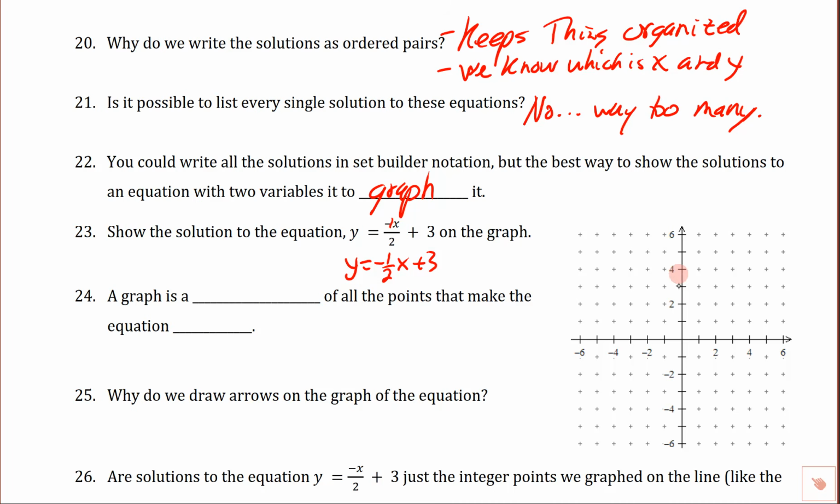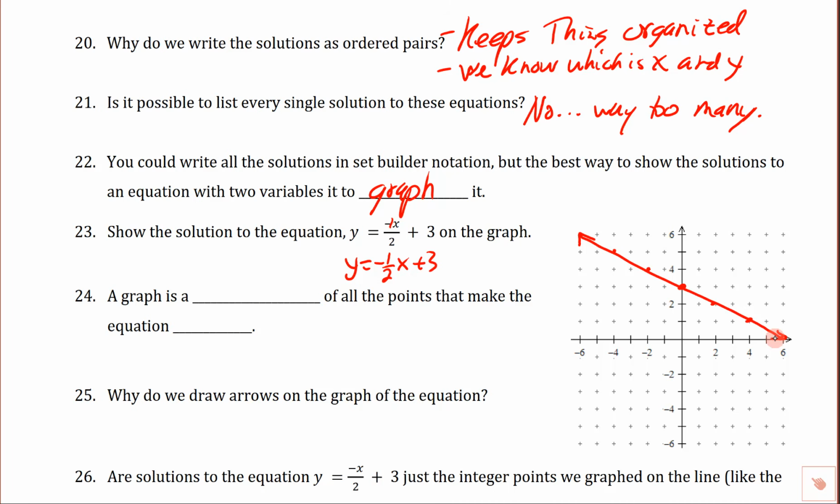So this is going to cross at 3, right there. And then the slope is negative 1/2. So we're going to rise negative 1 and run 2. It's going to look like that. So we'll get a couple of points on here. We'll connect those, and draw that as straight as we possibly can. We do always want to extend that to the end of the graph and put an arrow on there, and we'll talk about why that is in just a second.